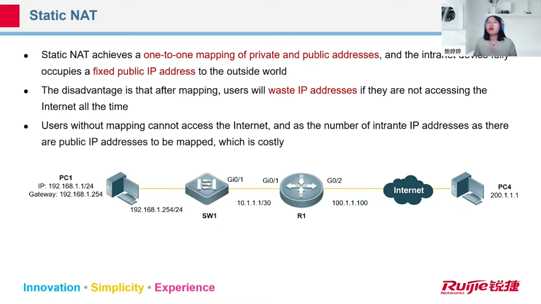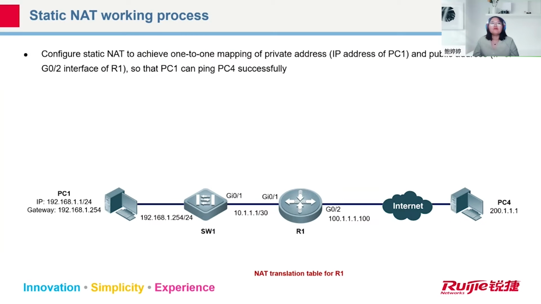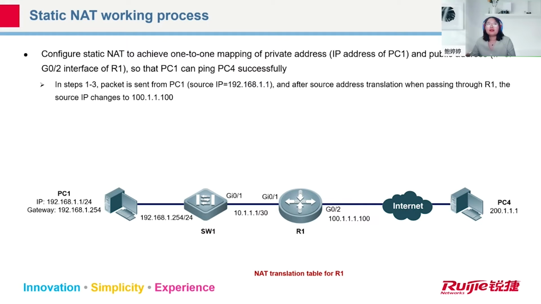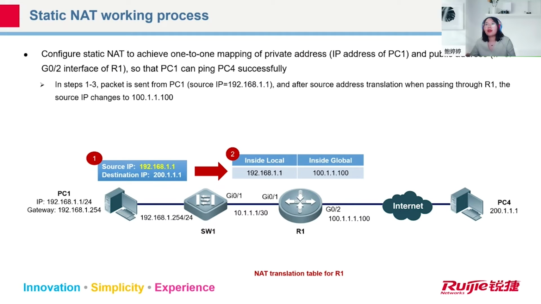Static NAT achieves a one-to-one mapping of a private address to a public address. So this can solve the problem of PC1 wanting to visit internet resources, like PC4 in the topology, but with a fixed public IP address. If PC1 wants to visit PC4, the process is steps 1, 2, 3. PC1 sends out the message. Source IP is PC1, destination IP is PC4, and the message is sent to router 1.